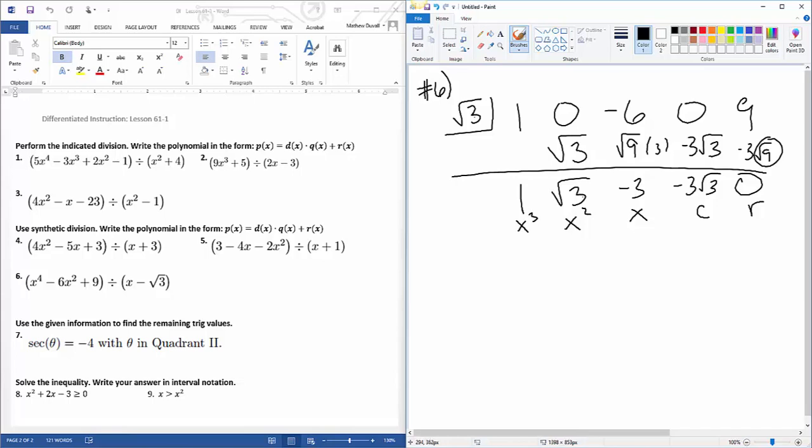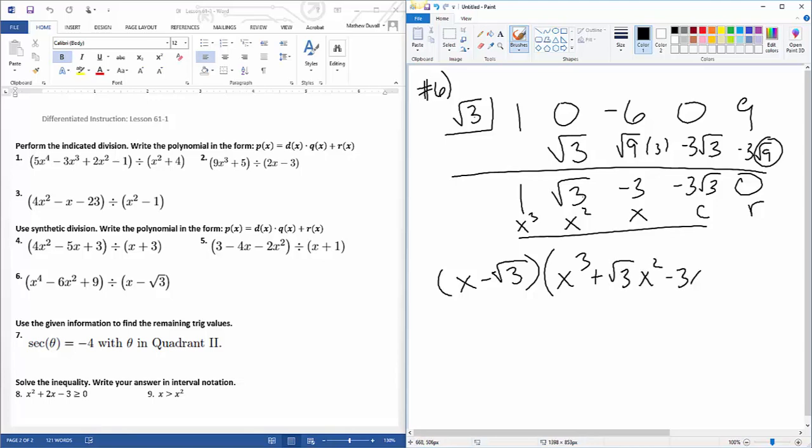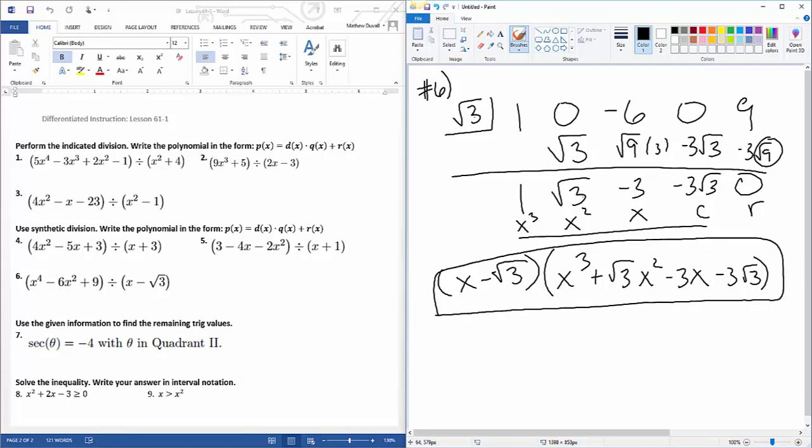So it's going to be x minus root 3. That's my d of x. My q of x is this: 1x cubed plus root 3x squared minus 3x minus 3 root 3. And then plus 0 remainder, because I don't have a remainder. So that's going to be my answer.